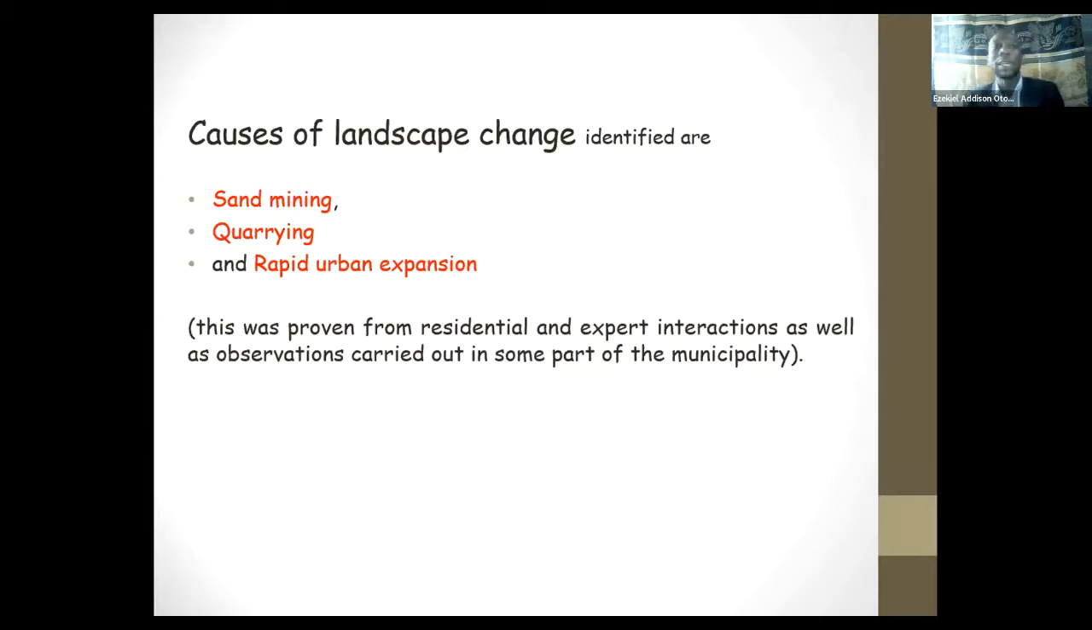Our next objective looked at the causes of landscape change. The causes of landscape change identified in this area were mainly sand mining, quarrying, and rapid urbanization. This was proven from the interaction with the residents and experts from the field of geomorphology. They confirmed these changes were going on in other places. Through observation, it was also confirmed, and I have pictorial evidence of that.